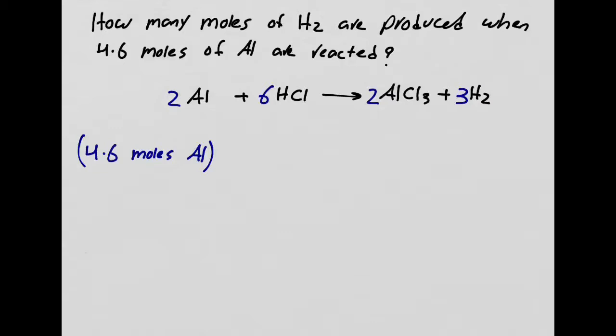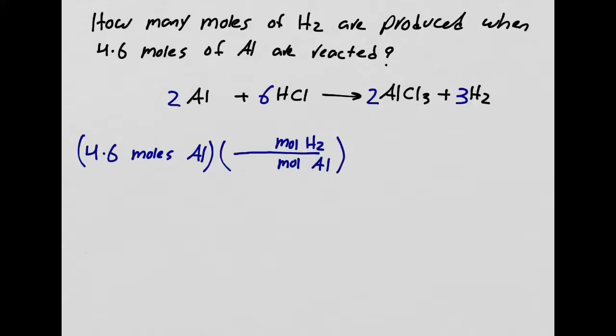Now, without knowing anything, here's how I want you to look at this problem. What's given to me is aluminum. What they asked me for is H2. They give me one thing, they ask for something else. Every time they give me one thing, they ask for something else, what do I need to use? Mole ratio, right? So the moles of aluminum is going to go down here, and the moles of H2 is going to go on top.